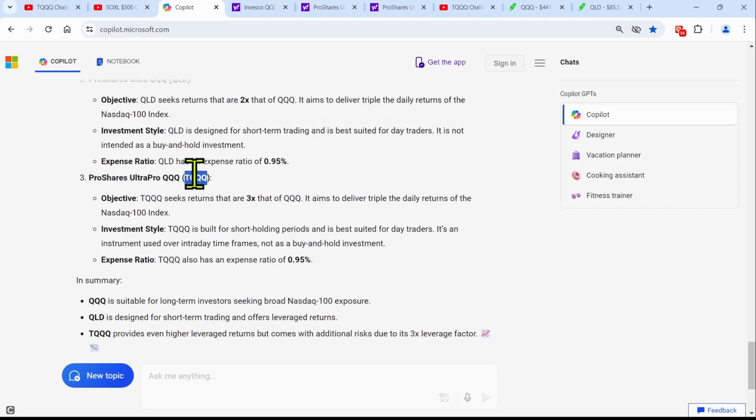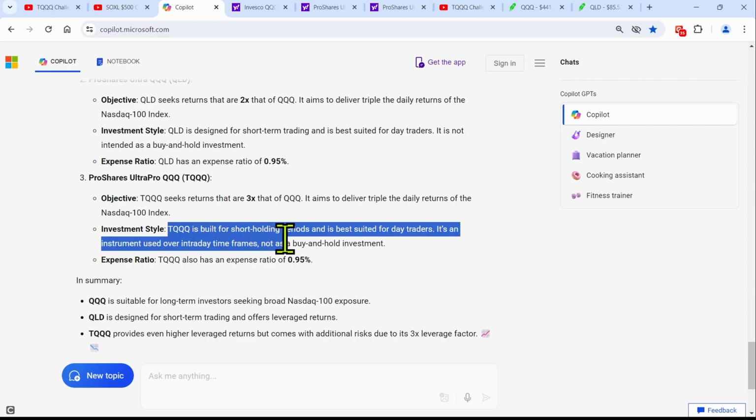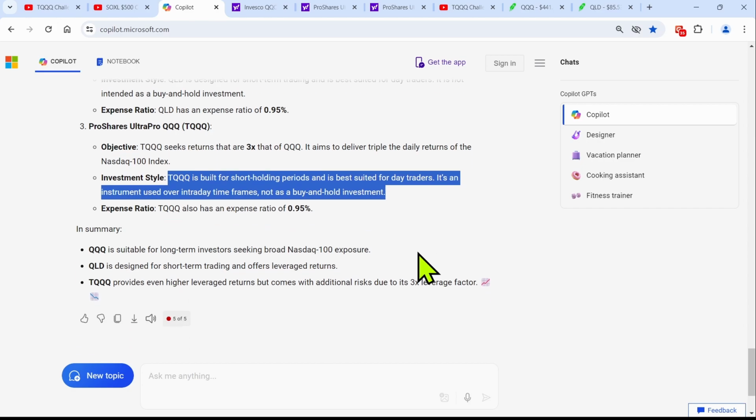TQQQ seeks returns that are 3x that of QQQ. It aims to deliver triple the daily returns of the Nasdaq 100 index. TQQQ is built for short holding periods and is best suited for day traders. It's an instrument used over intraday timeframes, not as a buy and hold investment. TQQQ also has an expense ratio of 0.95%.